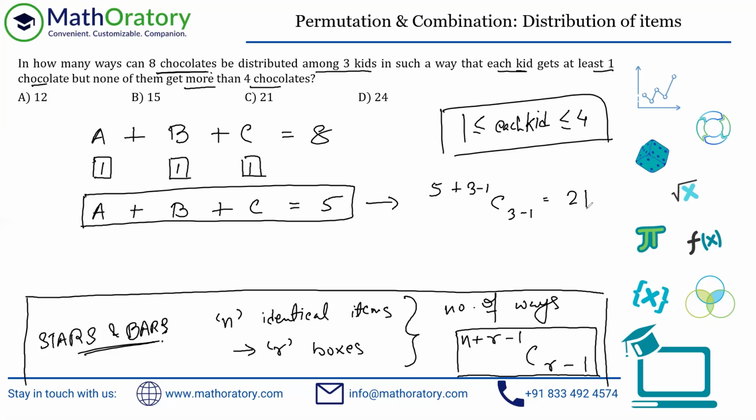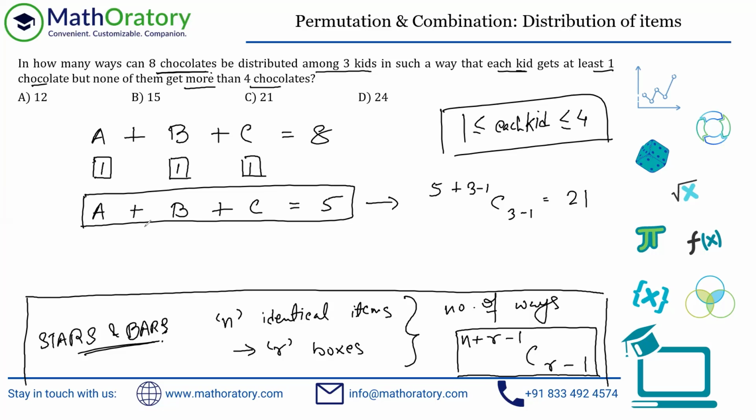But we have to take an additional restriction into account, which is that it should have been ensured that no kid gets more than 4 chocolates, right? Please remember this initial allocation out here. So we already had allocated one chocolate to each of the kids. If over and above that, I distribute 4 or 5 chocolates to any one person, that person will have more than 4 chocolates, right?